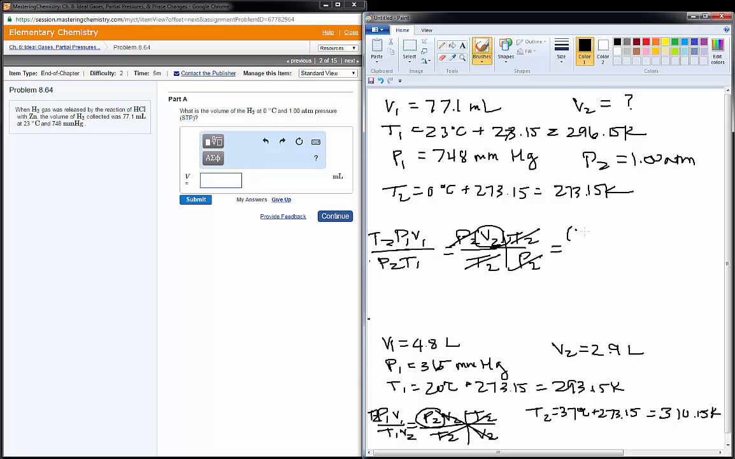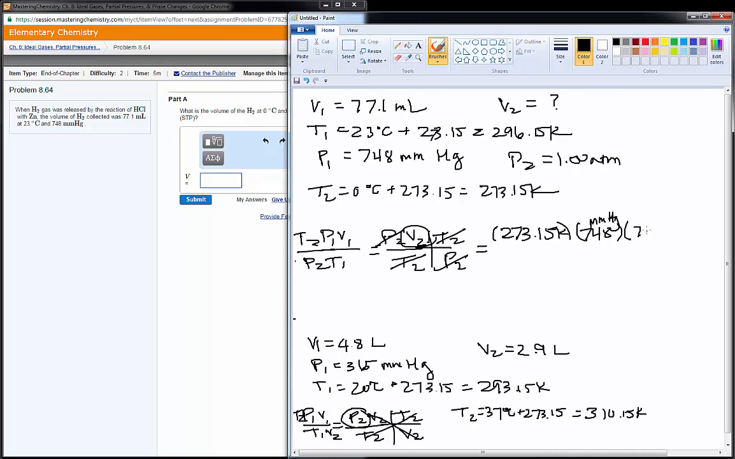So T2, 273.15 Kelvin. P1, 748 millimeters of mercury. And V1, 77.1 milliliters. Divided by P2, 1 atmosphere. And T1, which is 296.15 Kelvin. And now we see that the kelvins cancel. And look at that. These do not cancel because I don't have the same units of pressure.